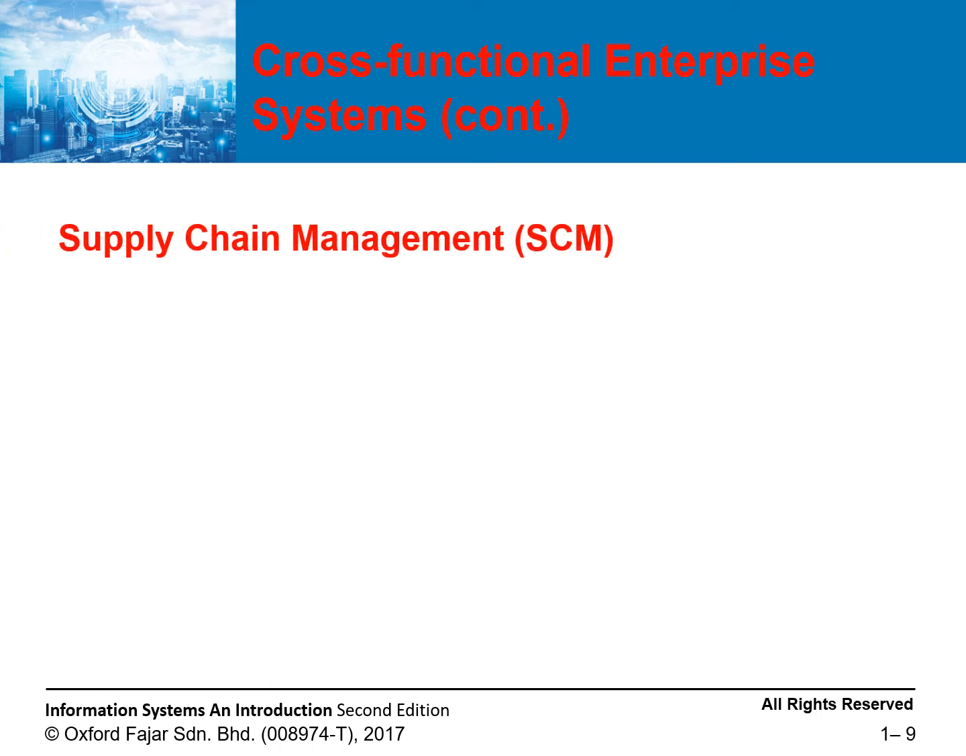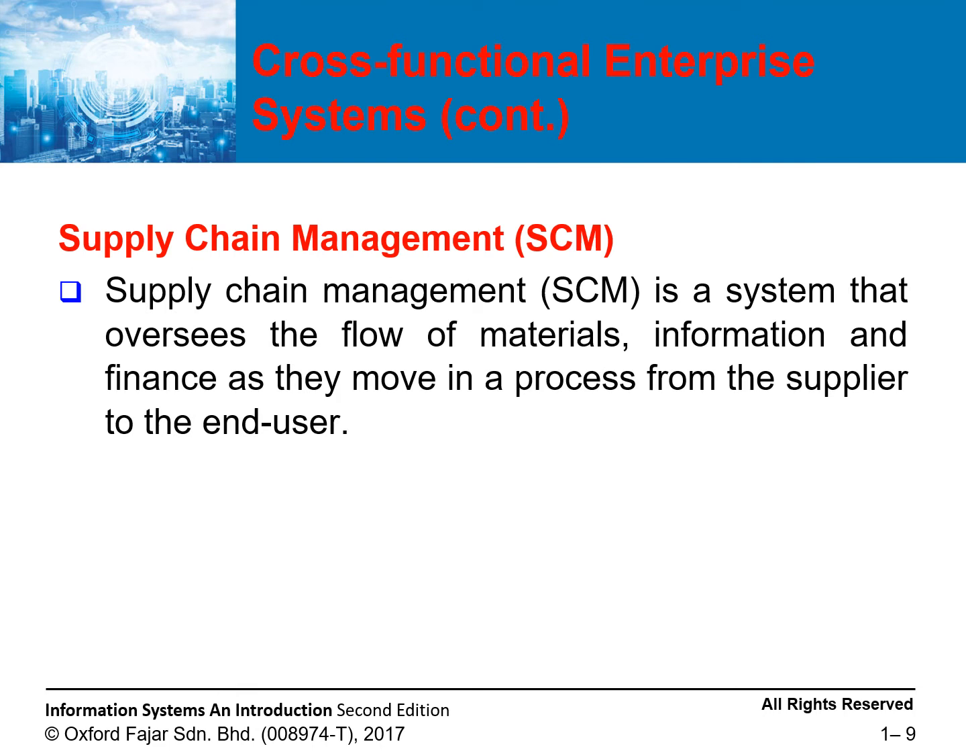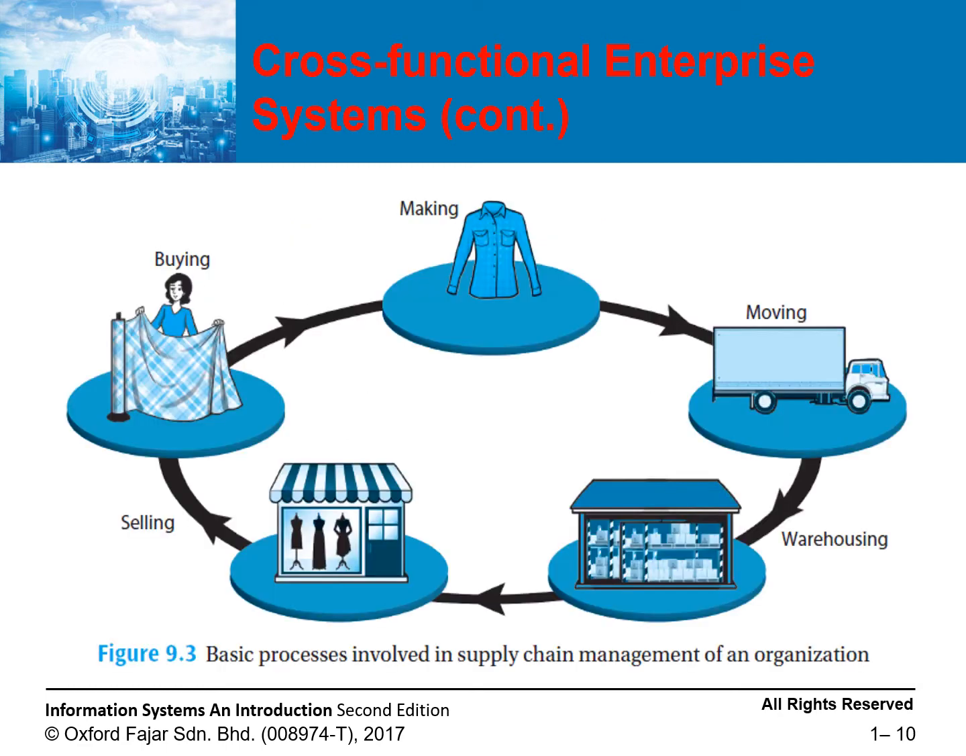Okay, so the next system is supply chain management. Supply chain management is a system that oversees the flow of materials, information, and finance as they move in a process from the supplier to the end user. So the supply chain management is starting from the supplier to the customer. In this figure, we can see the basic process involved in supply chain management of an organization.